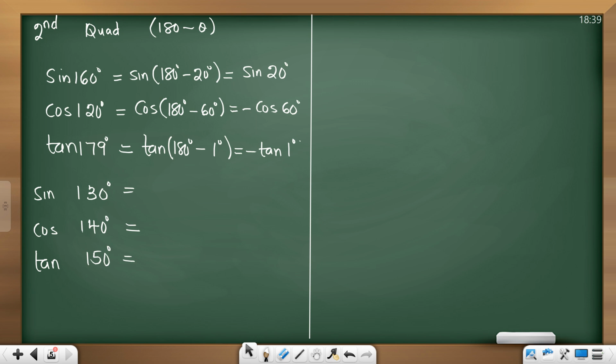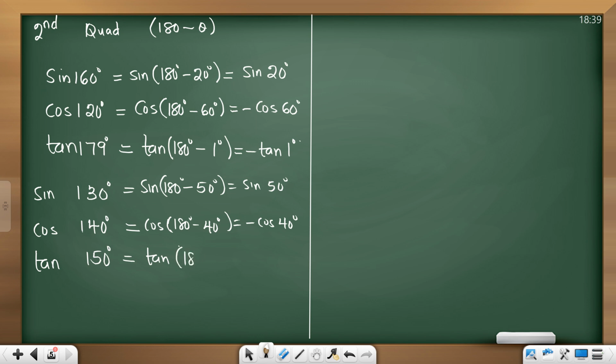Okay, everybody seems to be done now. So, second quadrant, what am I saying? Sine 180 minus 50 is sine 50. Sine 180 degrees minus 40 degrees, which is cos, negative cos 40. And tan 180 minus 30 degrees.